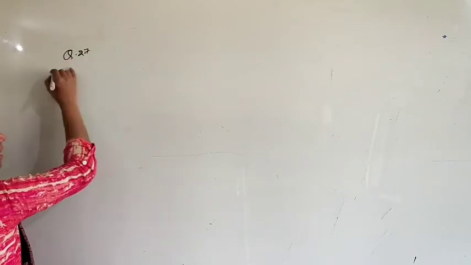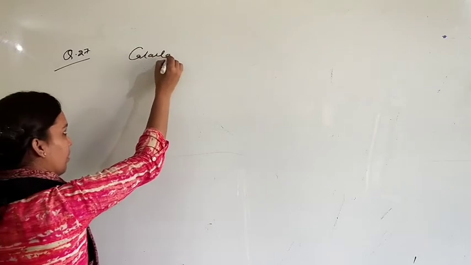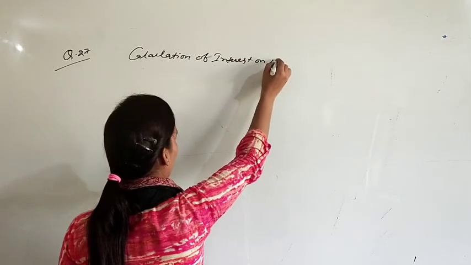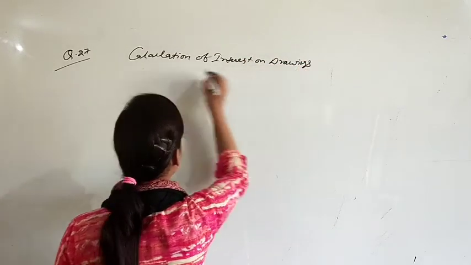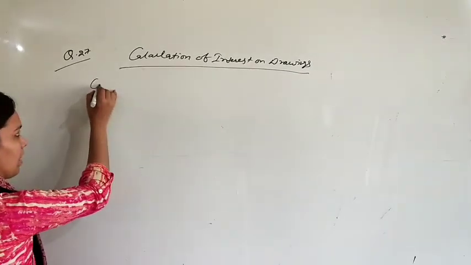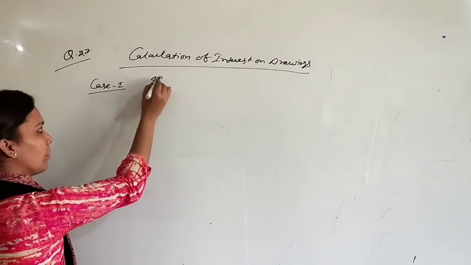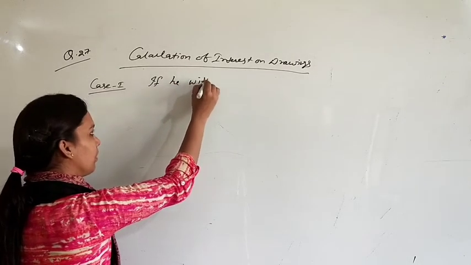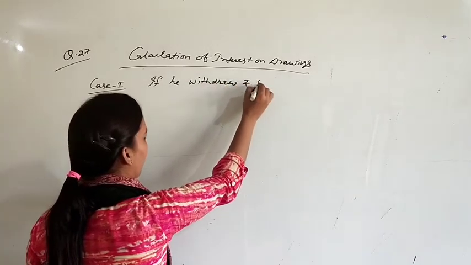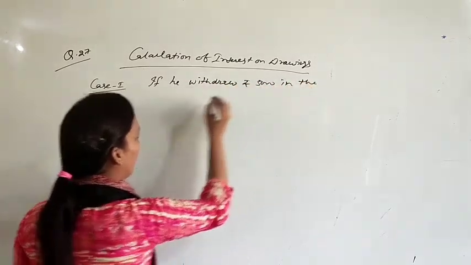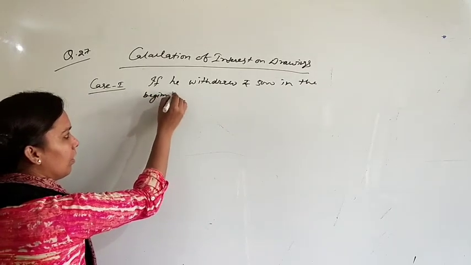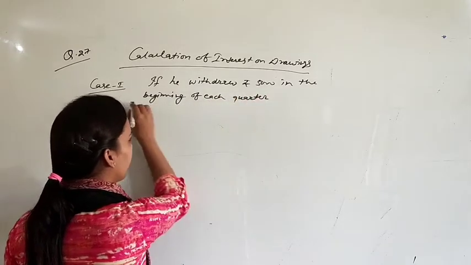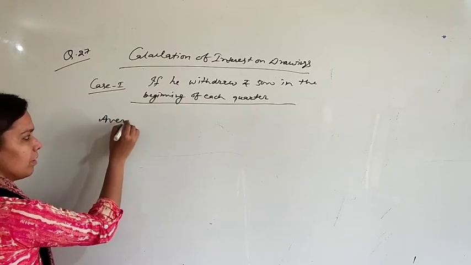Question number 27. Calculation of interest on drawings. Case 1. If he withdrew rupees 5,000 in the beginning of each quarter, so find average period.